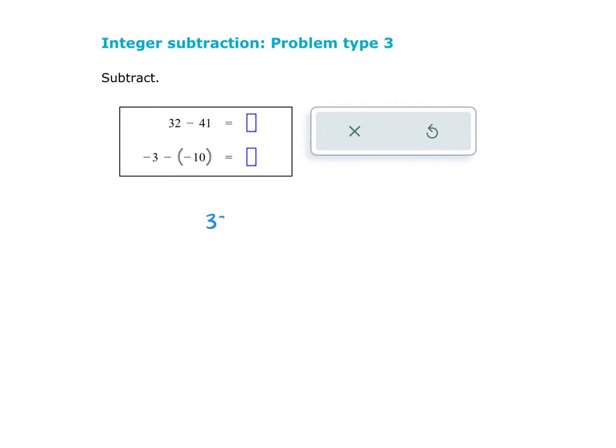And two more, we have 32 minus 41. These are both positive numbers. So we're again subtracting, so we can change this to adding the opposite of +41, which is -41.